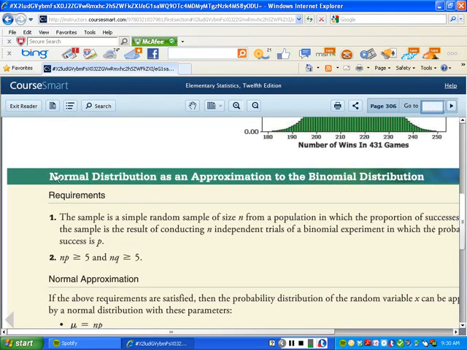Normal distribution is an approximation to a binomial. I'll just highlight that. Now, I will also point out to you that there's 2 requirements that must be satisfied in order to do that. That is that n times p and n times q must both be greater than or equal to 5. When that's not greater than or equal to 5, you have an issue.